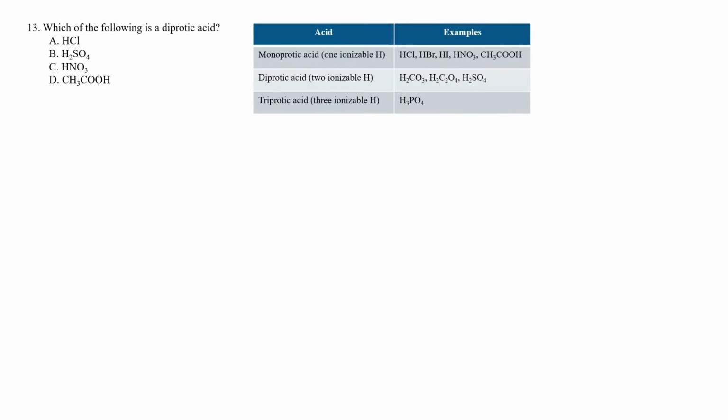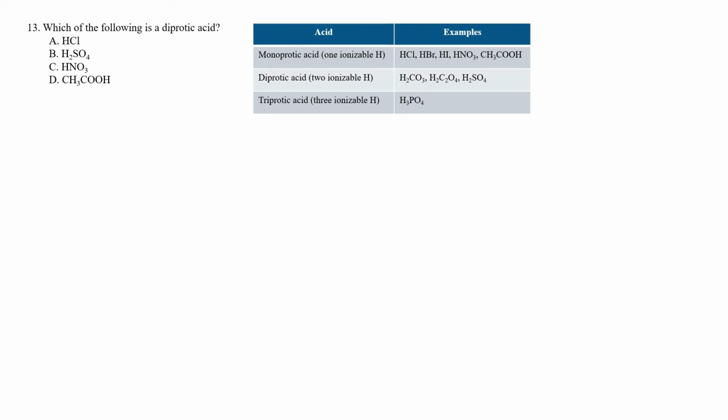Next question. Which of the following is a diprotic acid? What is the meaning of protic? Protic means ionizable hydrogens. How many ionizable hydrogens? There are three types. Monoprotic acid, one ionizable hydrogen, one acidic hydrogen. Diprotic means two ionizable hydrogens and triprotic means three ionizable hydrogens. The examples given here. Monoprotic acids are common: hydrochloric, hydrobromic, hydroiodic. You can see in all these acids, only one hydrogen can ionize or can donate.